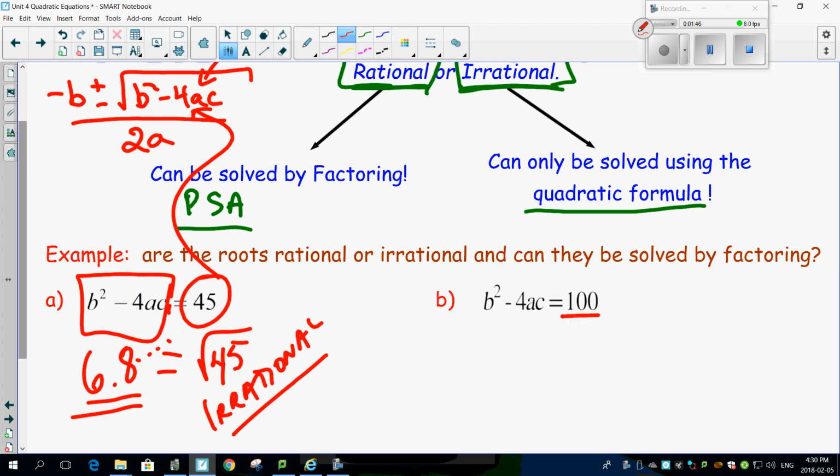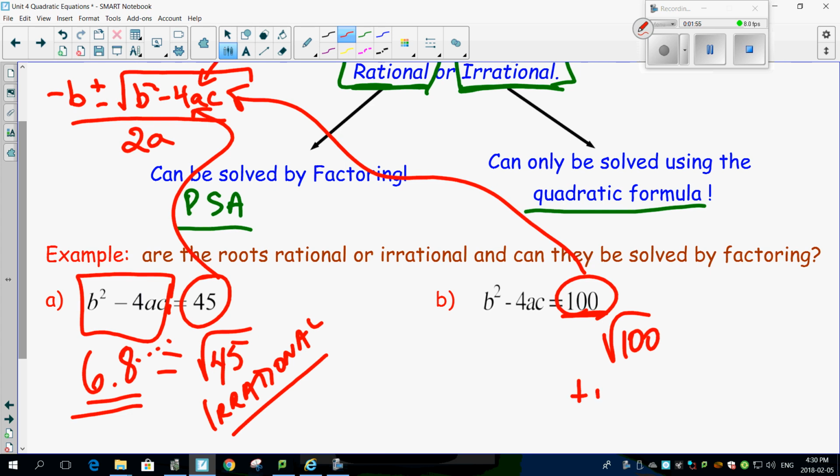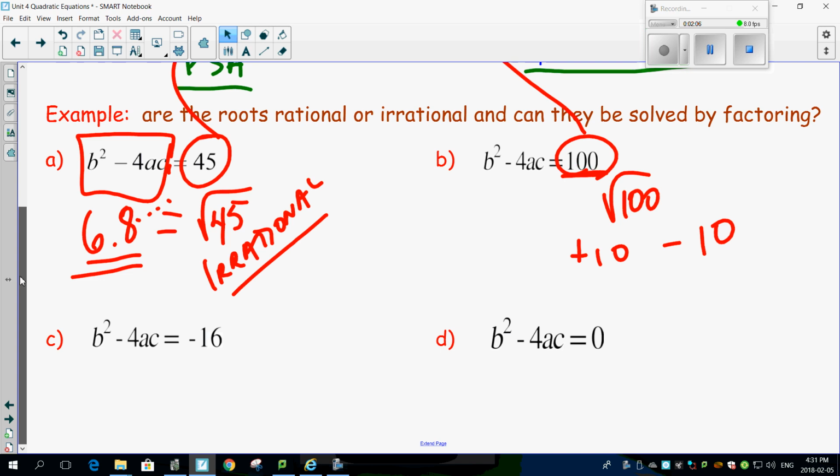Look at this one. This is 100. Again, that 100 means we're talking about that thing right there. Can we square root the 100? Yes, we can. That's where your plus 10 and minus 10 comes out. And that's where this plus or minus in the formula helps us determine that we have, in fact, two roots. See how this works? Let's keep on going. Let's go to the next one.